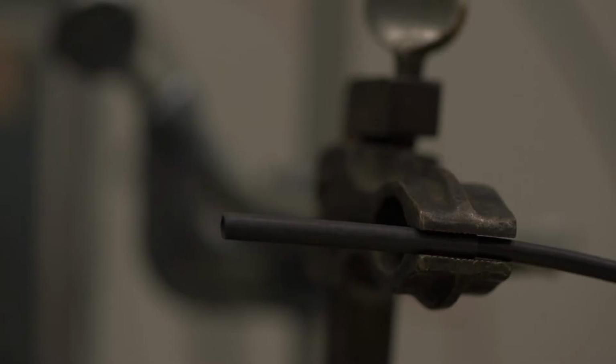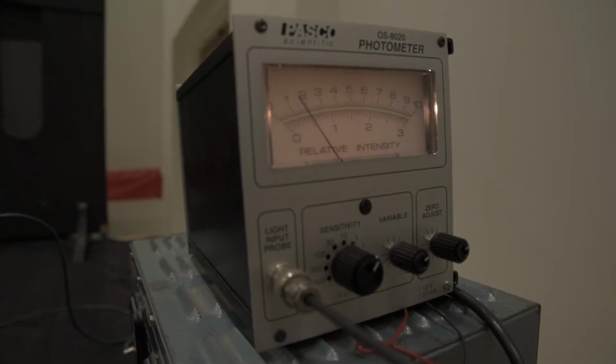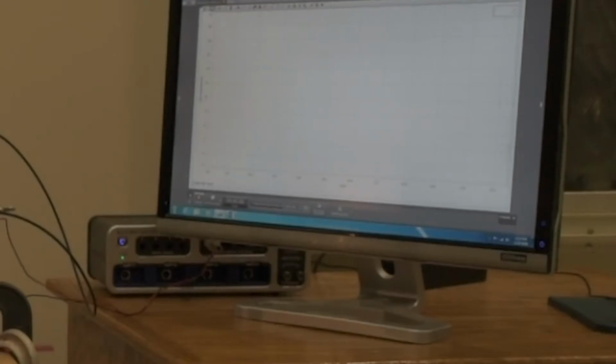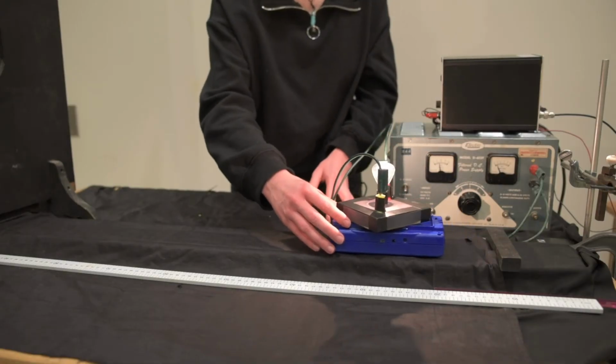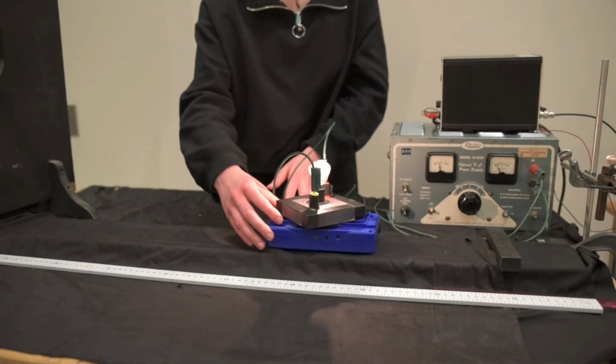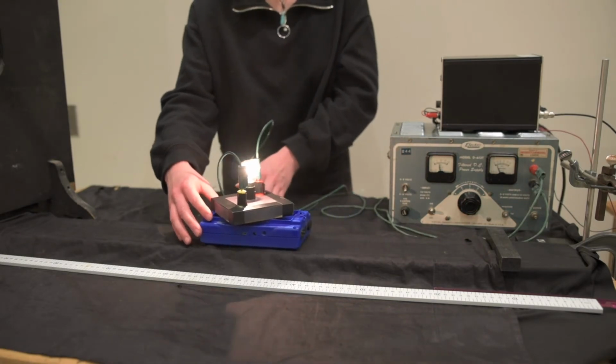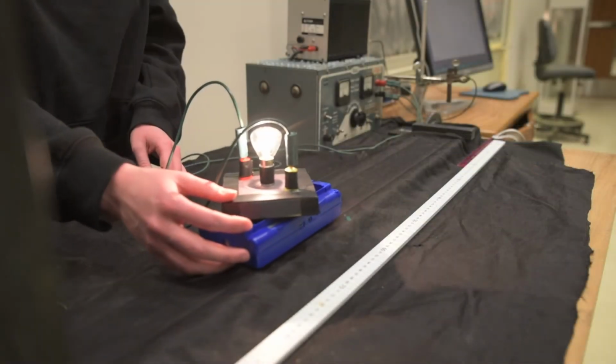We have a light source, a fiber optics cable that guides the light to a photometer that measures its intensity, an interface to interpret the photometer's readings for a computer application, and a bulb sitting on a cart that reports its position to the computer. We can physically move the light bulb, changing the distance between it and the detector.